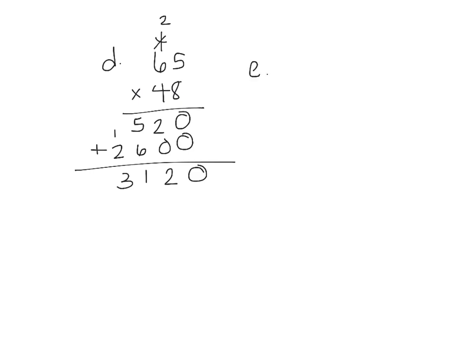E. Maya is renting 21 tables for a reception. The rental charge is $29 per table. Explain how Maya can make a reasonable estimate of the total cost. All right, 21 tables at $29 a table.